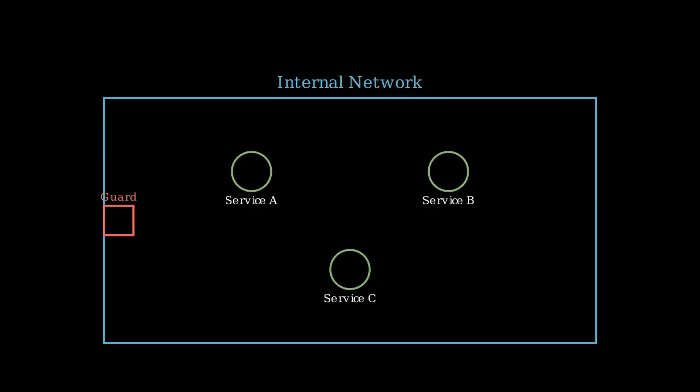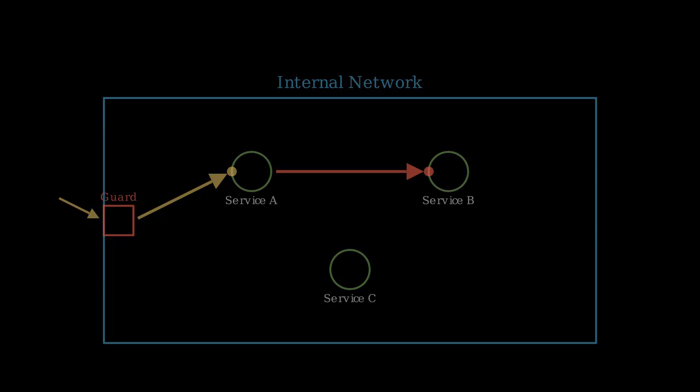Why should you trust your internal network? Imagine your company data lives inside a large building with a single guard at the front door. You have services running inside, but once the guard lets a request through, everything inside the building is treated as safe. Notice how Service A can talk directly to Service B without any secondary checks. That is dangerous because if an intruder gets past the guard, they can move anywhere. You need a better way.